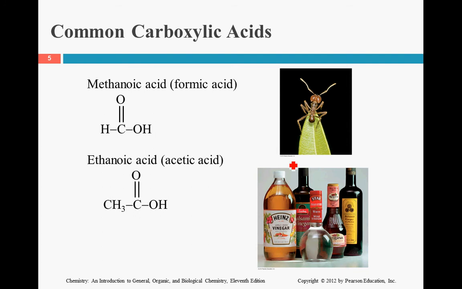So some examples of when these acids are used. Formic acid or methanoic acid is used as a venom of some kind in insects. Ethanoic acid or acetic acid is actually vinegar. So when you're cooking, or when we did an experiment where we determined how much vinegar is in a product, we're actually looking at how much ethanoic acid is in there.